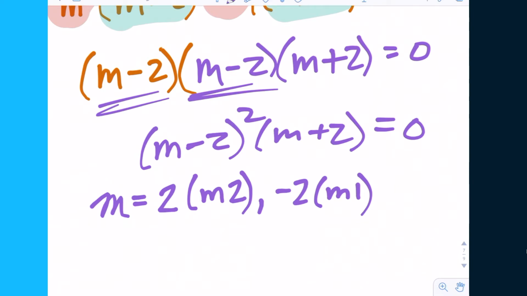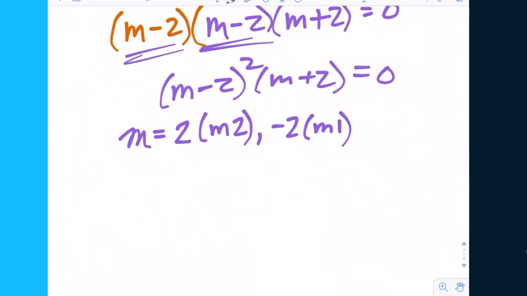And you're done. So if you didn't know the factor theorem and you actually pull the wrong values out, you might say negative 2 has a multiplicity of 2 and positive 2 has a multiplicity of 1. So it's kind of nice to have them be the same. But pull them off correctly.